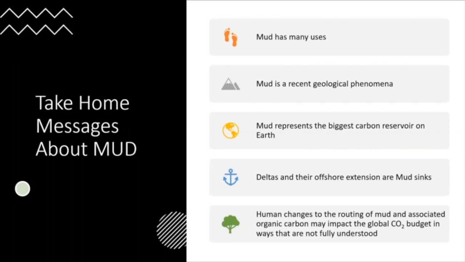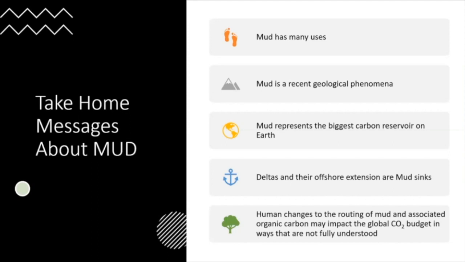So I'll just leave you with a few bullets. I think we started off looking at the many uses, both fun and not so fun, of mud. Mud is a recent geological phenomenon. It's only been around for about 10% of the life of the planet, and it has to do with the evolution of land plants. The big take home is that mud is the biggest reservoir of carbon on the planet, and humans are actively disturbing where mud is being oxidized, where it's buried, where it's transported, and very likely affecting the exchange between this major carbon reservoir and the atmosphere.